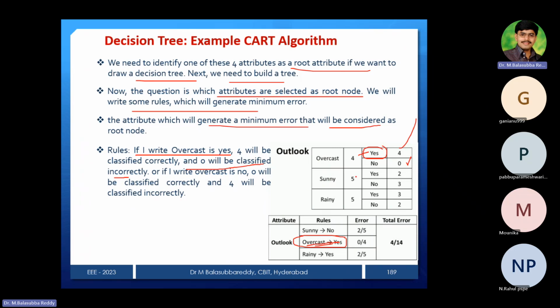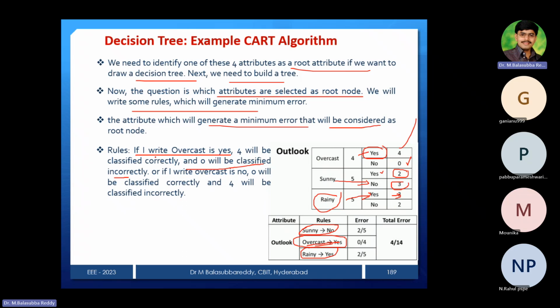Similarly, you can see sunny. If I take yes, then what will happen? Only 2 are yes, but 3 are no. That means what I have to take? Sunny is no, I have to take. That's why I took sunny is no. Another one is rainy. If I take yes, 3 will be yes and 2 will be no. That's why I take rainy is yes. These are the ways we can decide the rules.